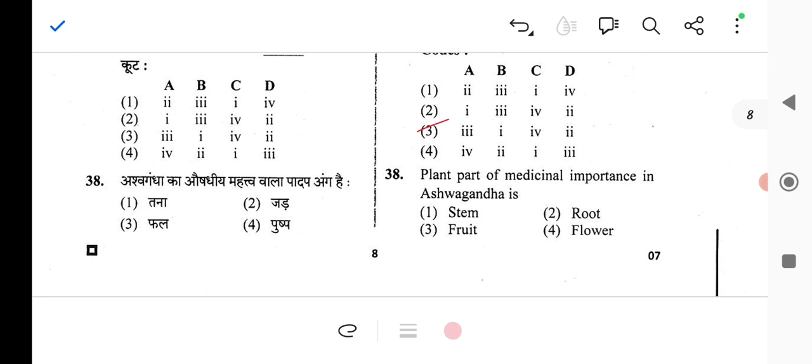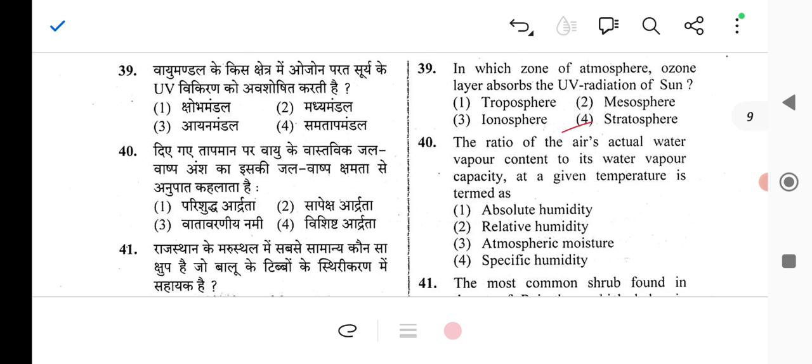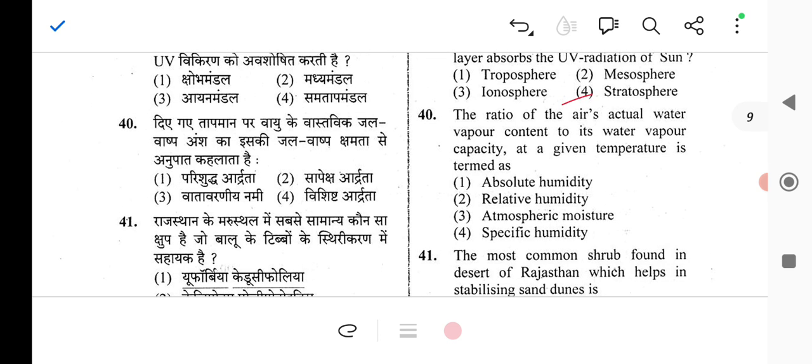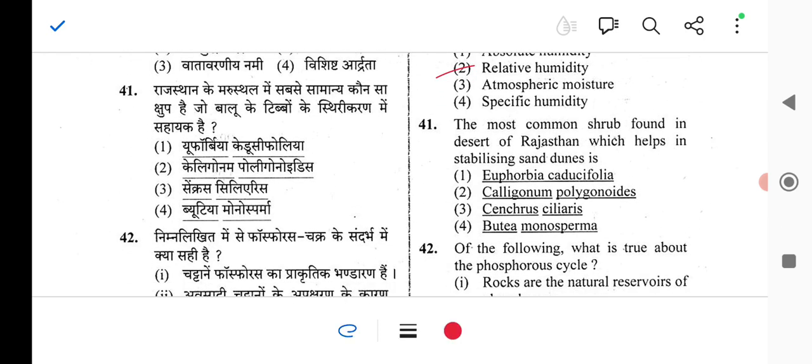Next is plant part of medicinal importance in ashwagandha. It is root. Next is in which part of the atmosphere ozone layer absorbs the UV radiation of sun? It is stratosphere. Next is the ratio of air's actual water vapor content to its water vapor capacity. Okay, content with the capacity, it is relative humidity. Next is the most common shrub found in desert of Rajasthan which helps in stabilizing sand dunes. It is Calligonum polygonoides. Again, if you find alternative answer for this, you can write it in the comment box.